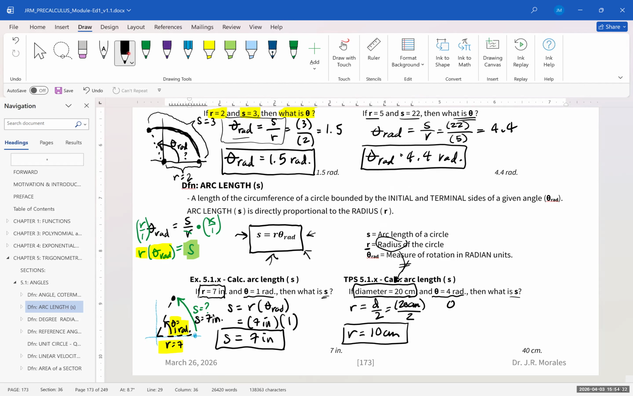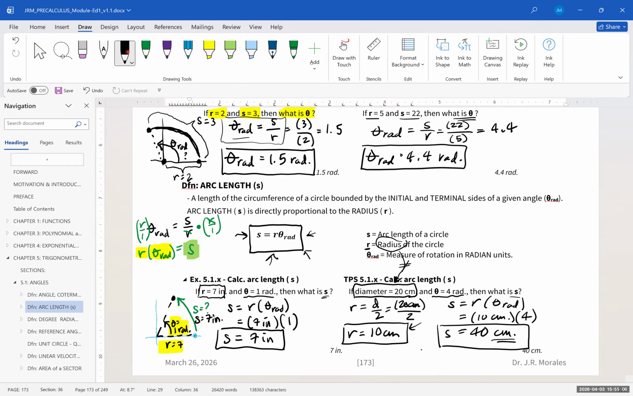The arc length is radius times our rotational measure in radians. Our radius is now 10 centimeters, and our rotational measure is 4 radians. 10 times 4 is 40. And we're talking about a length, so we have to put the unit of length. So that's 40 centimeters. And that's the answer.